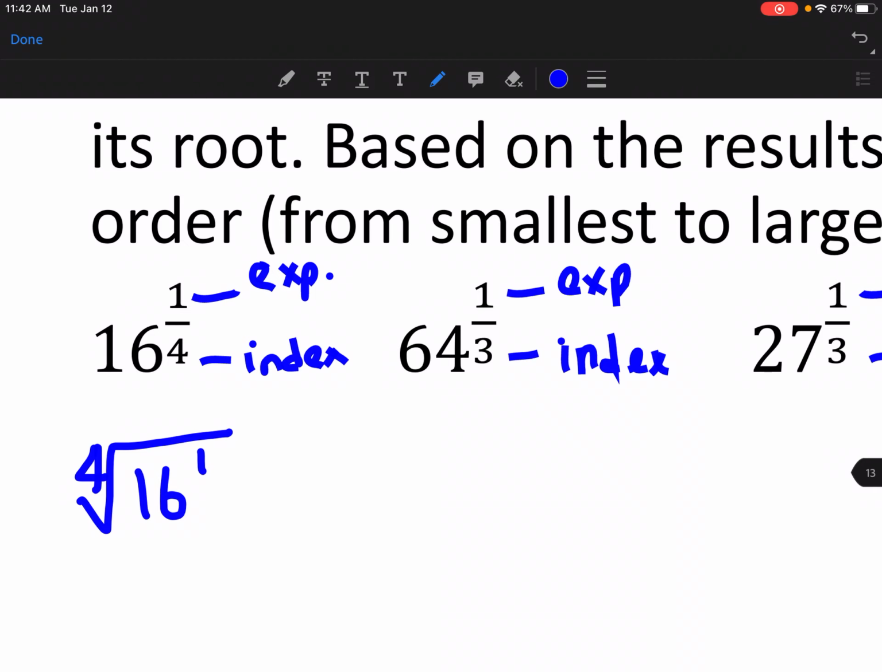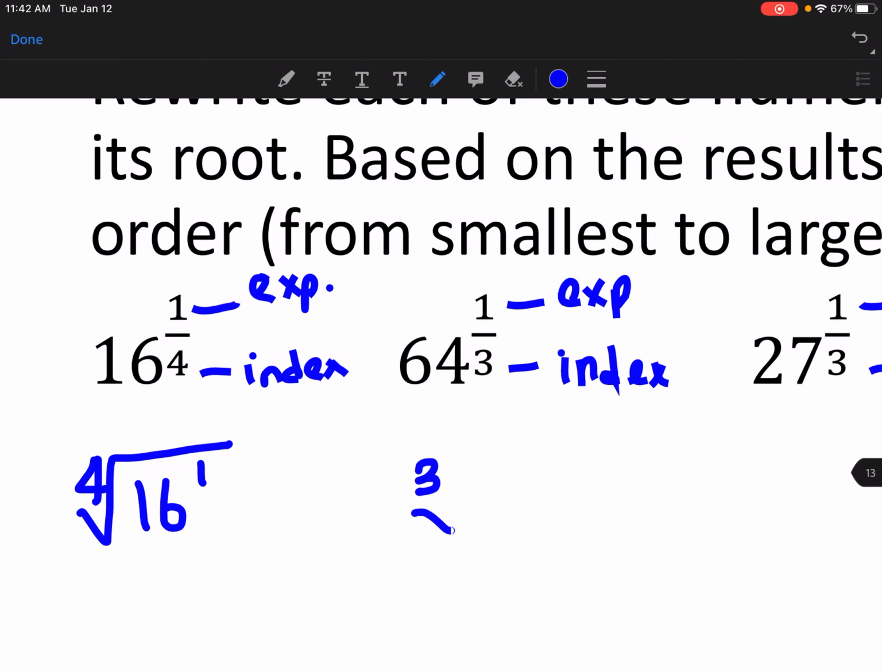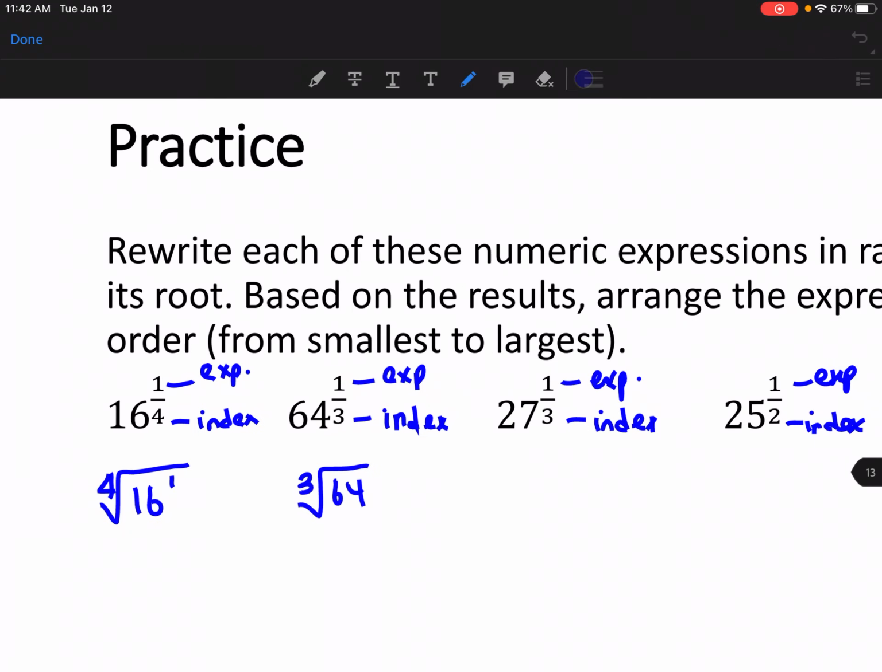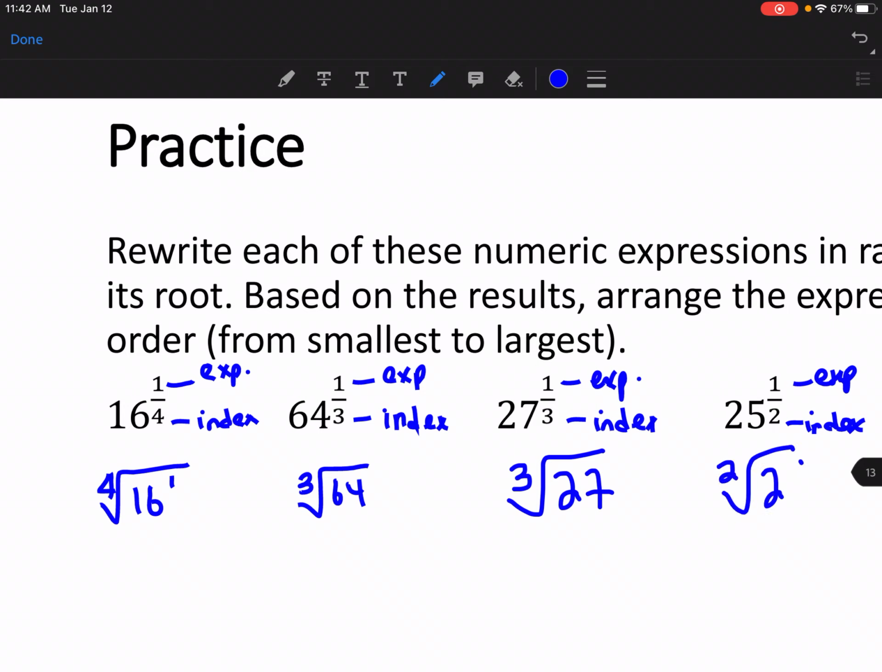My index is 3. Write my radical sign, and this is 64. Then let's keep going. If I have 27, my index is 3 again, of 27. And then lastly, this is the square root of 25. We don't have to write the 2 if you don't want to, that's up to you. So what is the 4th root of 16?